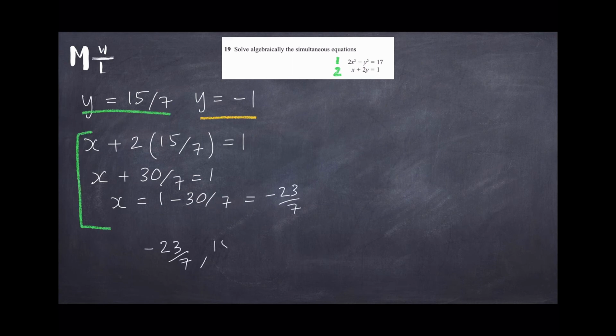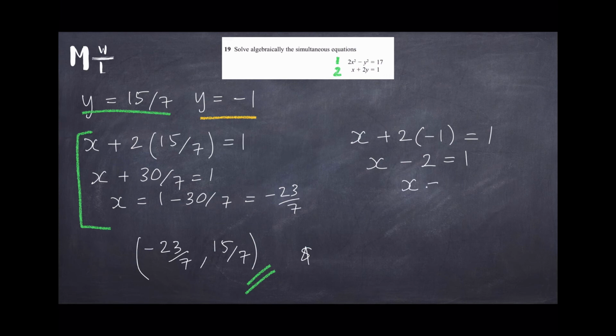Our first coordinate where the two equations would cross on a graph is therefore minus 23 over 7, 15 over 7. Looking at the second value of y and subbing this into the second equation, we get x minus 2 is equal to 1, so x is just equal to 1. Therefore the second coordinate the two lines meet at is 1, -1.